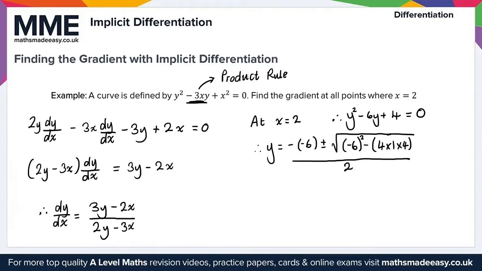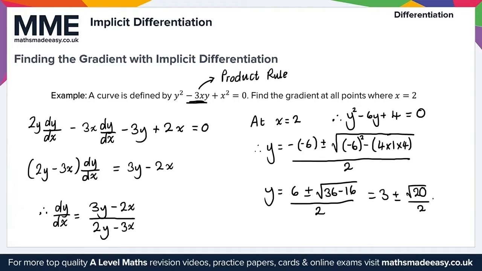And here we just need to start simplifying our numerator, so we get y is equal to 6 minus 6 would give us positive 6 plus or minus the square root of 36 minus 16 all over 2. And we can simplify this to give us 3 plus or minus the square root of 20 over 2. The square root of 20 divided by 2 would simplify here to give us 5. So this is equal to 3 plus or minus the square root of 5. Okay, so y is equal to 3 plus or minus the square root of 5.